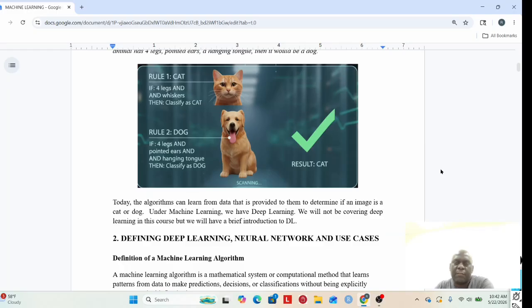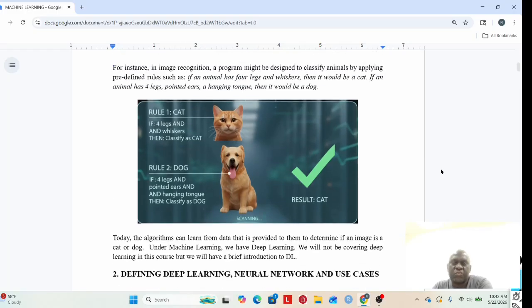For example, previously, we would set rules in our code. Let's say if an animal had 4 legs and whiskers, then it would classify it as a cat. Another rule you'd put in your code would be something like if the animal had 4 legs and pointed ears and hanging tongue, then it would classify it as a dog.